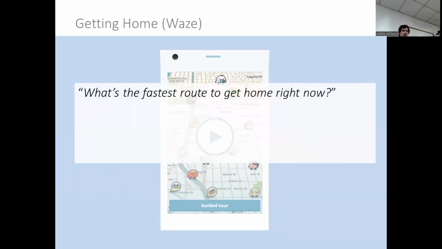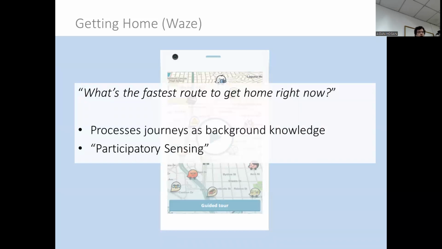So this idea is basically you have an app that tries to find you the fastest way to get home right now. Yeah, Google Maps can do something similar as well. So it's processing journeys, people moving through the city as background knowledge. It sees how different users are getting through the city, getting through different roads and routes.